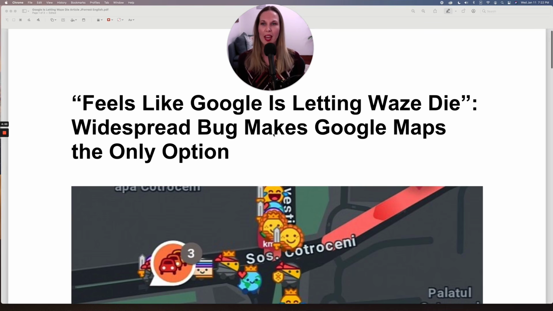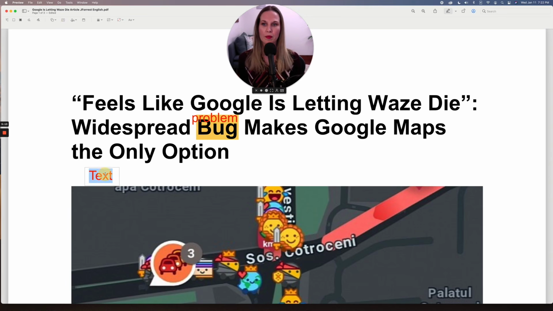Let's talk about this headline here. Feels like Google is letting Waze die. Widespread bug. I think most people know this because it's a computer term, right? A bug is a problem. And we use this specifically with technology.